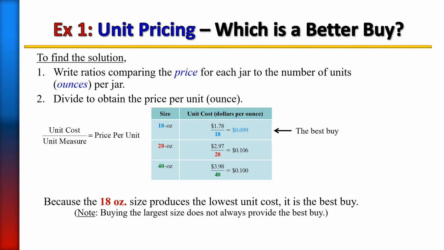So sometimes you go shopping, you think the bigger size is the best buy. That is not always the case. You have to do the math and determine which has the lowest price in terms of the unit price, and that will determine which item of that brand is the best buy. And there you have it.